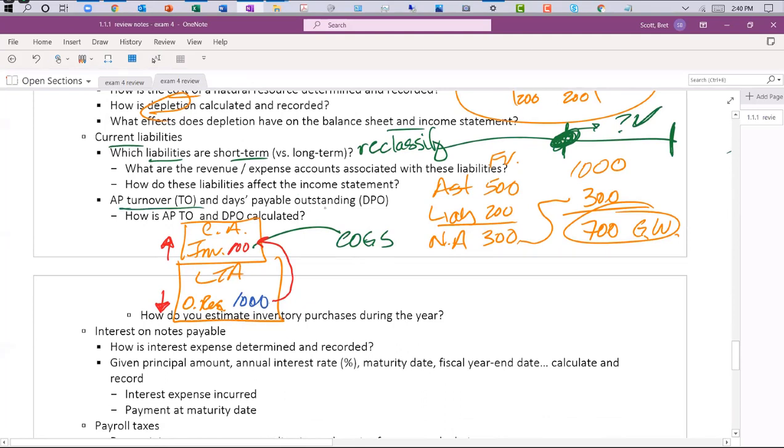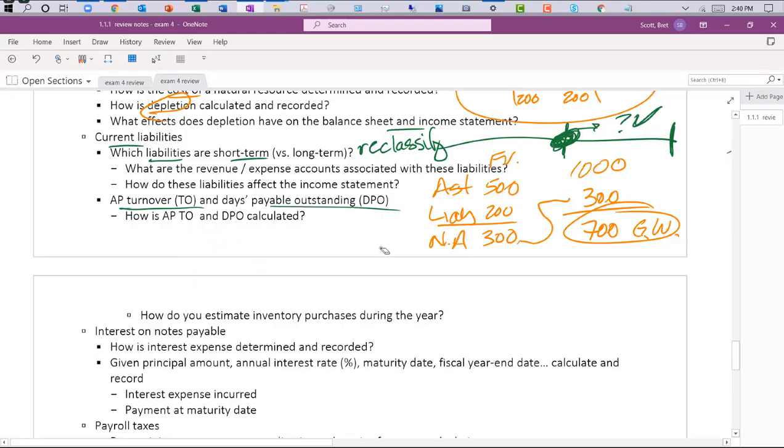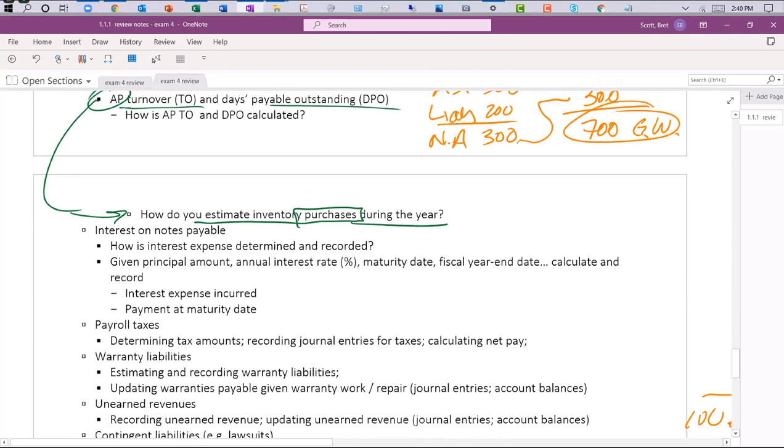AP turnover. Make sure you know how to do these calculations. I think the number one thing that people miss or forget about, this is the key thing to remember, is how to estimate inventory purchases during the year. I don't think I ask you guys how to interpret turnover. I know that's a pain in the butt. But just go back and make sure at least you know how to estimate the purchases based on the cost of goods sold and the average accounts payable.